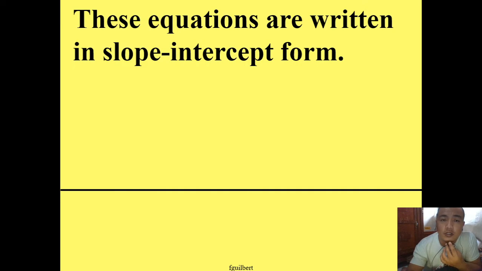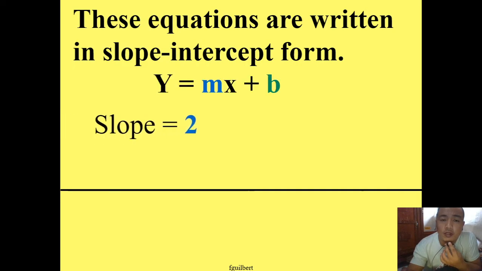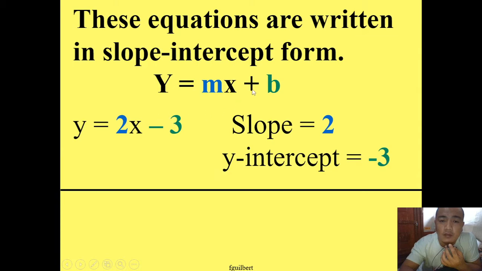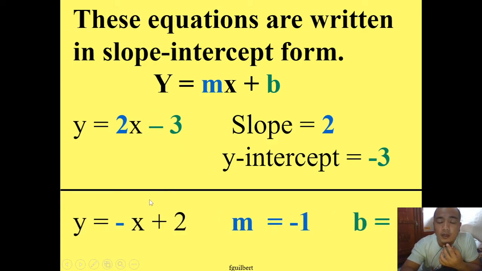So these equations are written in slope-intercept form, y equals mx plus b. For example, we have y equals 2x minus 3. You can now determine its slope, which is 2. How about the y-intercept? b is negative 3. Slope is 2. Y-intercept is negative 3. Another, the equation y equals negative x plus 2. From here, we can determine the slope, which is negative 1, while the y-intercept is positive 2. Okay?